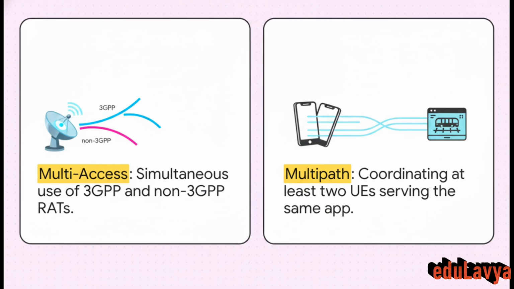Multipath, on the other hand, is coordinated slightly higher up at the user equipment layer. It involves the coordination of at least 2 separate user equipments, think 2 distinct physical modems, serving the exact same onboard application in parallel. So one modem might be talking to the private railway network, while a completely separate modem talks to a public network, both working together to deliver the same data stream.